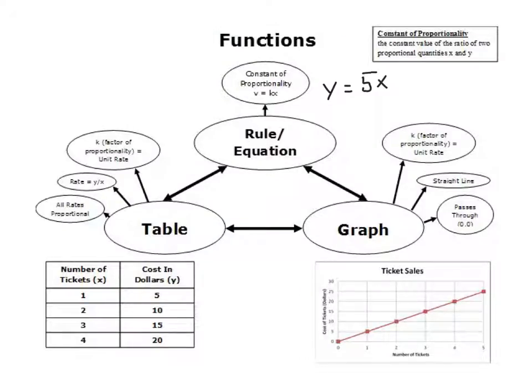Finally, putting it all together, we can find that constant of proportionality, or our unit rate, in our table, where it's $5 for one ticket, in our graph, where it's $5 for one ticket, or in our rule, where it's $5 for one ticket.